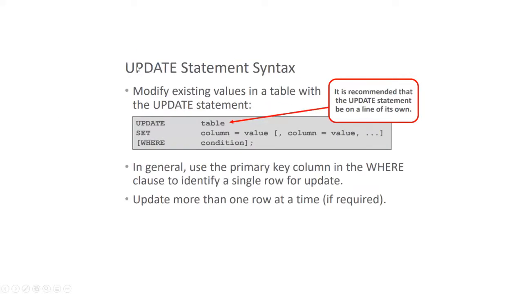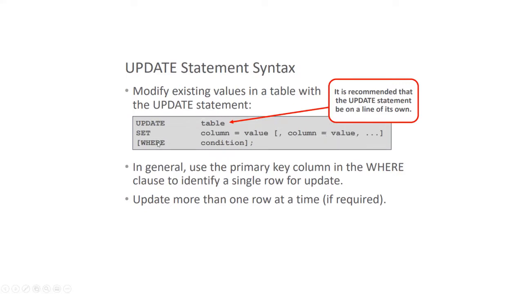Okay, so let's start with the update statement. So we have the syntax. Update is to modify existing values in a table. So you have to type update, then type the table's name, set what column to be updated, and then type the new value of this column. You can also have one or more columns to be updated. You can specify one or more columns here.